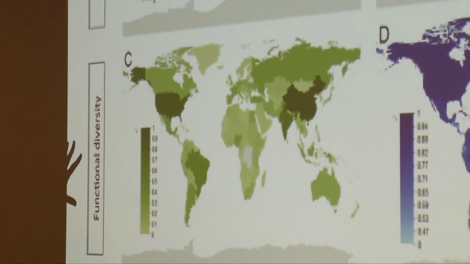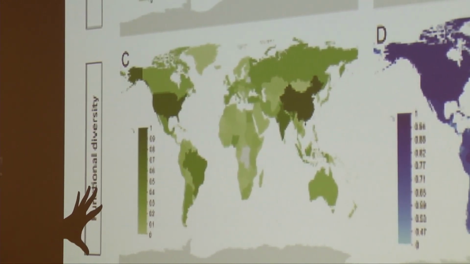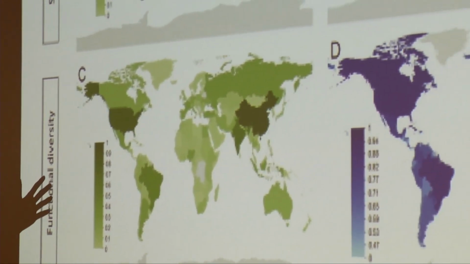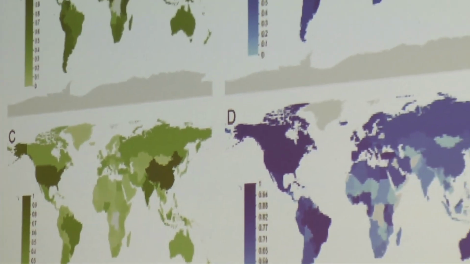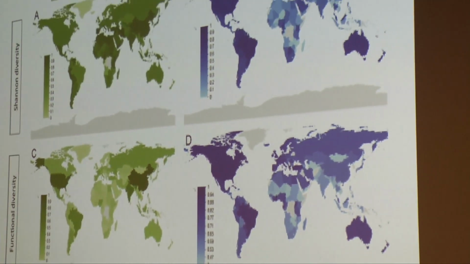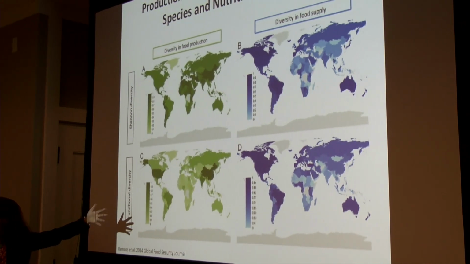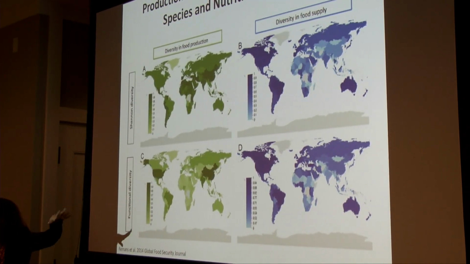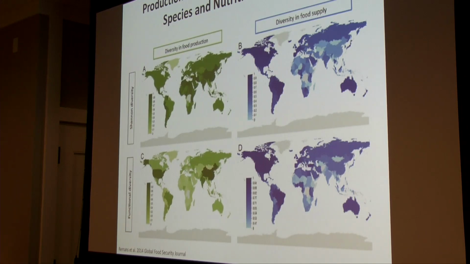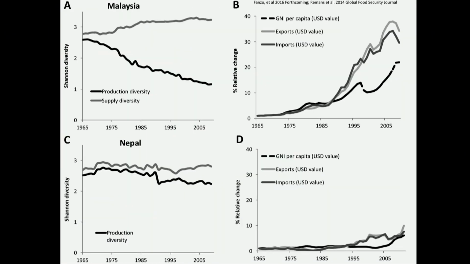So this kind of information, looking at production and supply, looking at the diversity of the crops being grown or being imported or exported, and then layering on top of that the nutritional diversity of those crops can give you a lot of information. You can look at this at the global level. You can look at this at the country level.